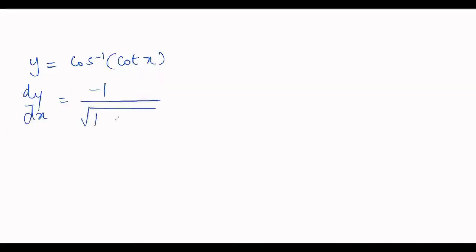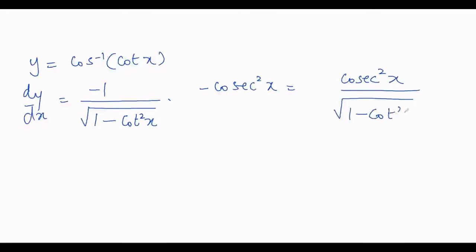Next question is y is equal to cos inverse of cot x. So dy by dx, differential of cos inverse is minus 1 by square root of 1 minus x squared. In this case, 1 minus cot squared x into differential of cot x, which is minus cosecant squared x. So minus minus becomes plus. I can rewrite the answer as cosecant squared x divided by square root of 1 minus cot squared x. Let me clear this. The next few questions are where we're going to use substitution.